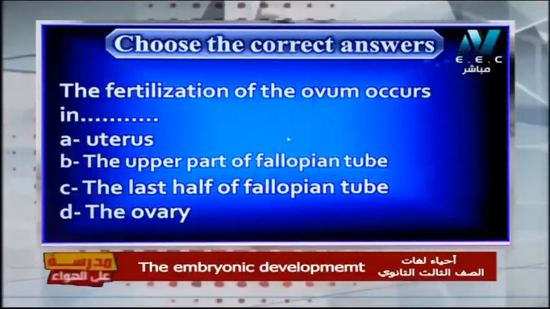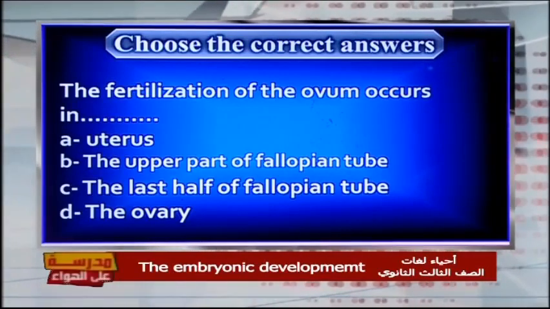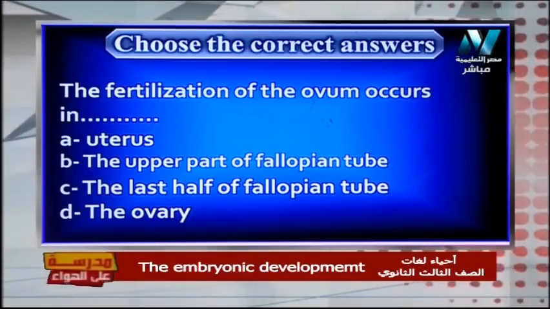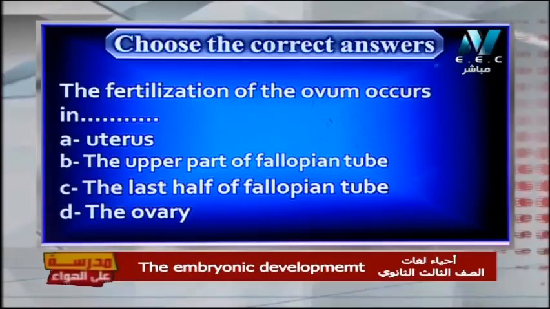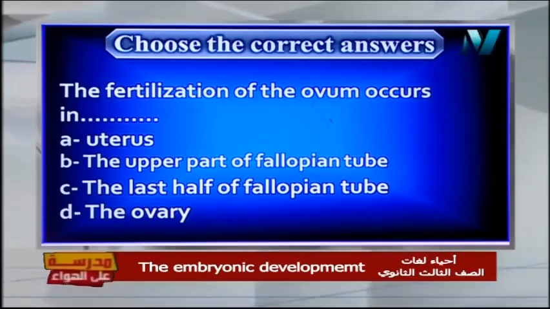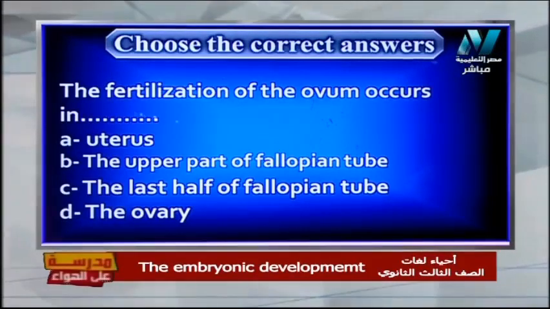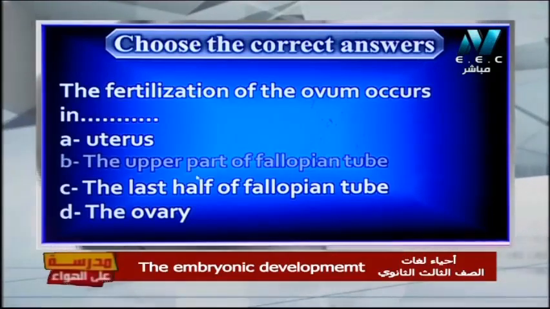The fertilization of the ovum occurs in dots: uterus, upper part of fallopian tube, the last half of the fallopian tube, the ovary. طبعا مفيش حاجه اسمها fertilization في الاوفري ولا في اليوتريس خالص. يبقى احنا بنتكلم في الابر بارت ولا اللاست بارت. طبعا احنا قلنا the ovum survives 1 to 2 days only، يبقى على طول upper part or the first third part of the fallopian tube.